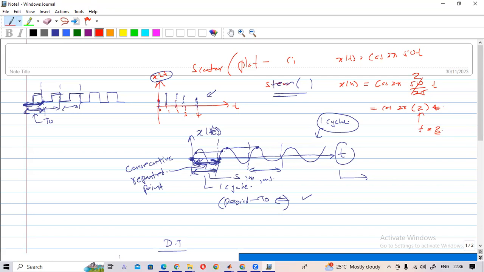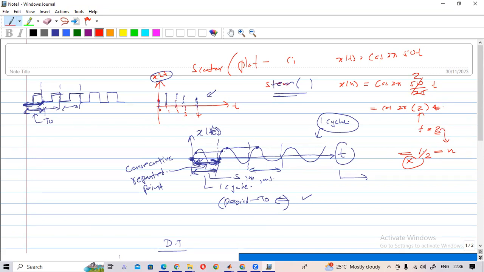But if the normalized frequency is 2, what should be the period? It should be 1/2, because the period is 1/frequency. You already know that. So the period should be 1/2, and N should be 1/2. So actually this is wrong. It cannot happen. N cannot be a fractional value. N should be an integer.